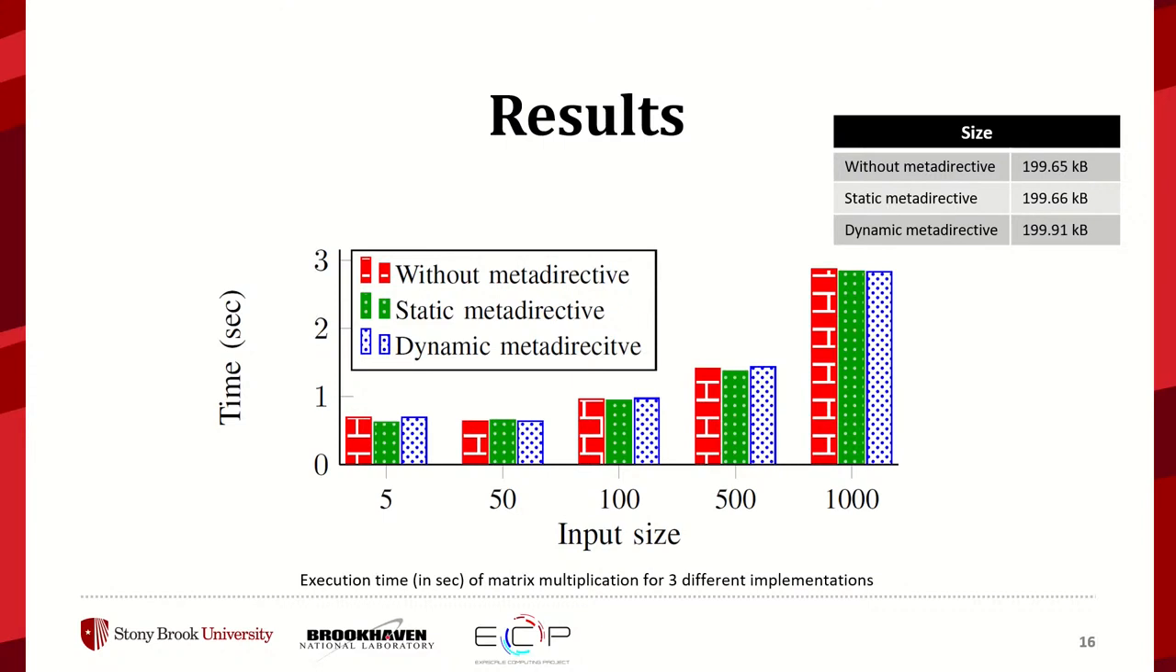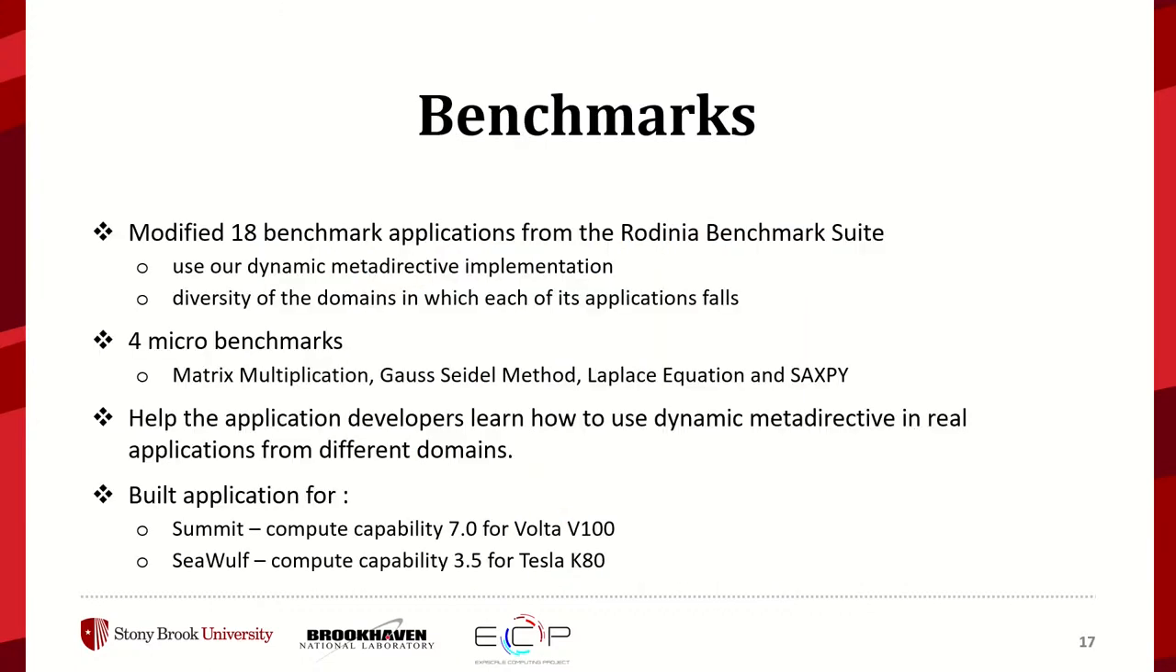So for the remainder of the experiment, we only used our dynamic implementation of the metadirective. For our experiments, we modified a benchmark application from the Rodinia benchmark suite to use our dynamic metadirective implementation. We also implemented four micro benchmarks to represent several common methods like matrix multiplication, Gauss-Seidel method, Laplace equation, and Saxpy. The Rodinia benchmark suite was chosen primarily because of the diversity of the domain in which each of its applications fall.